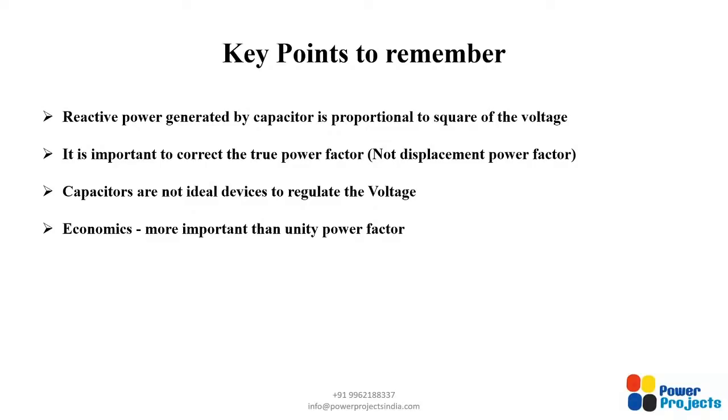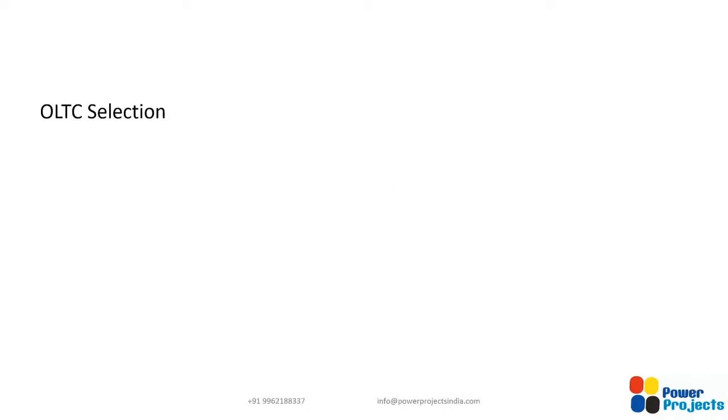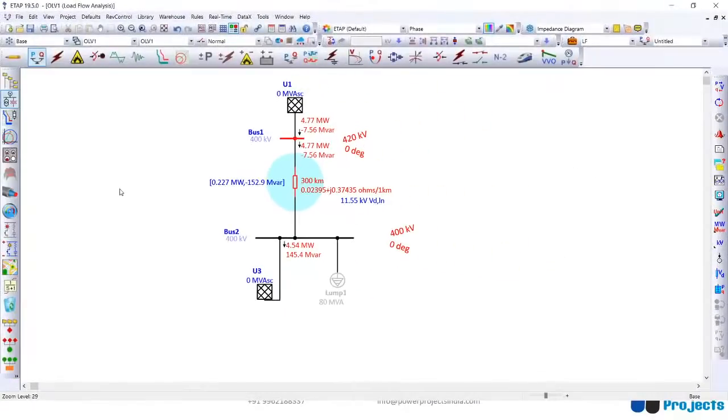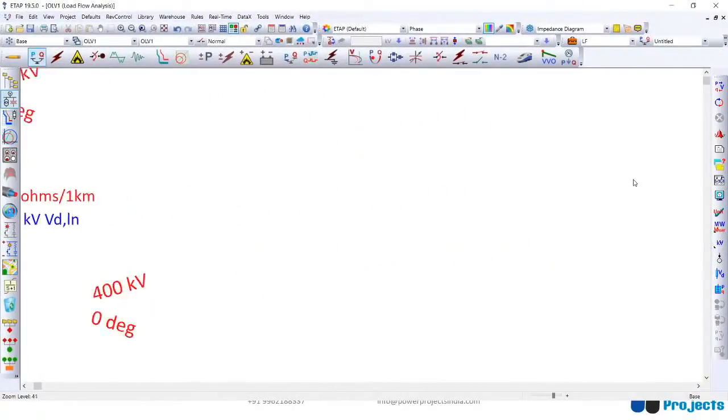Because of a time constraint, I'm skipping the power factor. But anyway, all the relevant information related to the power factor is available in a detailed manner, about 1.5 hours plus 1.5 hours, a 3-hour video available on YouTube, which you can watch. So let me go to the OLTC selection. I will quickly touch on that and wind up my session because we have only 15 more minutes to go.